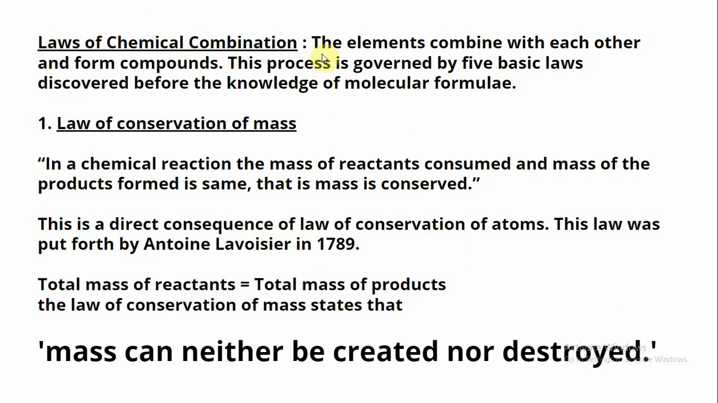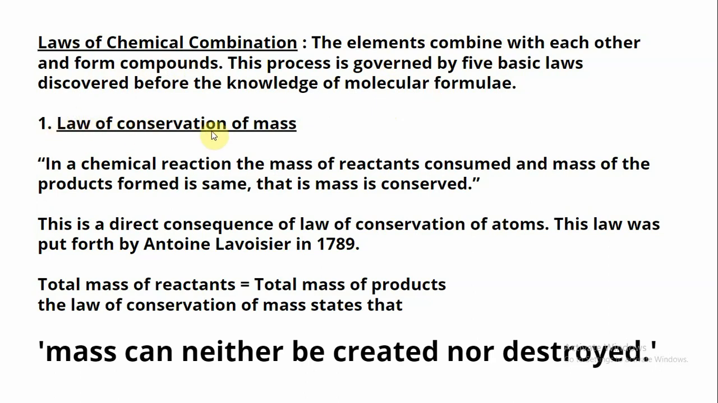Laws of chemical combination. The elements combine with each other and form compounds. This process is governed by 5 basic laws discovered before the knowledge of molecular formula. They were discovered when molecular formula was not known. These laws are called the laws of chemical combination. A chemical combination is formed by the combination of elements, and that is called a compound. The compound is a form of combined elements.